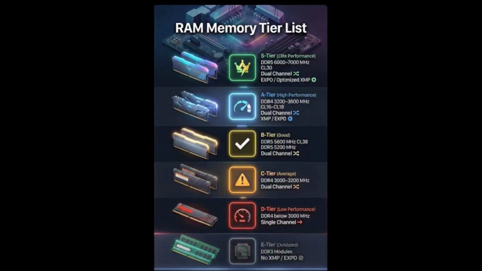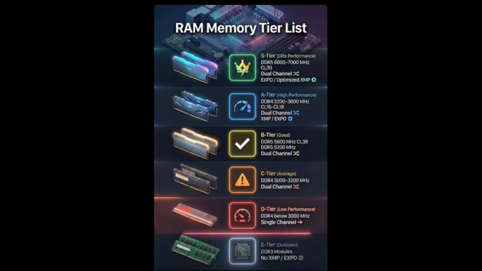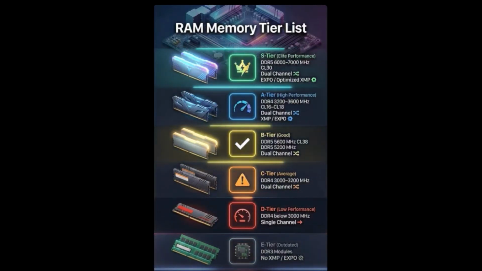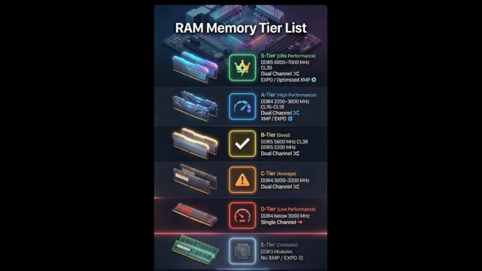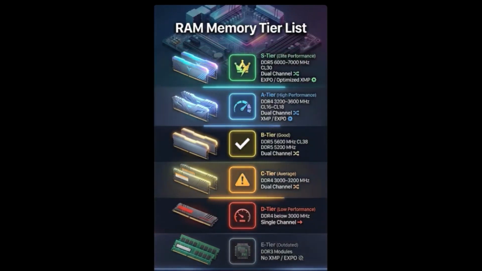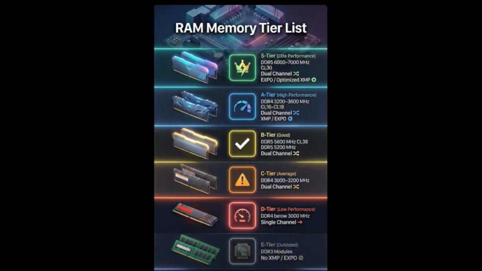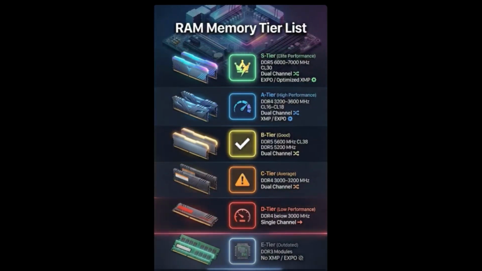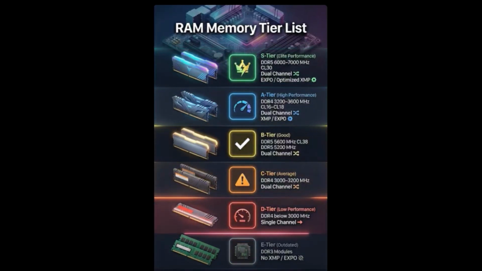The C tier is average: DDR4 3000 and 3200 megahertz dual channel. The D tier is low performance: DDR4 below 3000 megahertz single channel. The E tier is outdated RAM: DDR3 modules, no XMP, no EXPO.